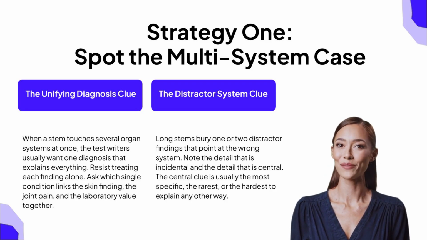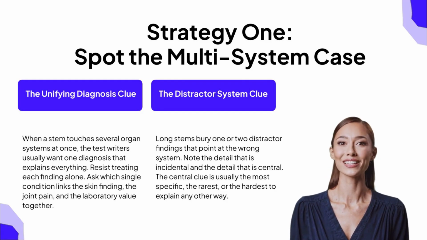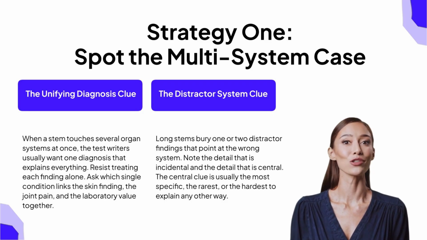At the same time, watch for the distractor. Long stems bury one or two findings that point you toward the wrong system. Learn to separate the detail that is incidental from the detail that is central. The central clue is usually the most specific, the rarest, or the hardest to explain any other way.